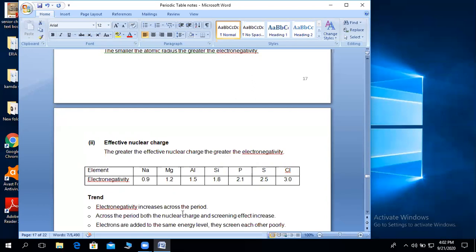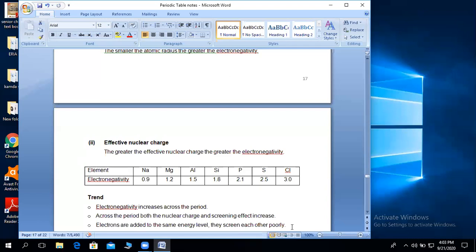Electronegativity increases across the period. I told you, from sodium to chlorine. Across the period, both nuclear charge and screening effect increase, but the increase in nuclear charge is greater than the increase in screening effect. Why? Because from one atom to another, an extra electron is added, but energy levels don't change.